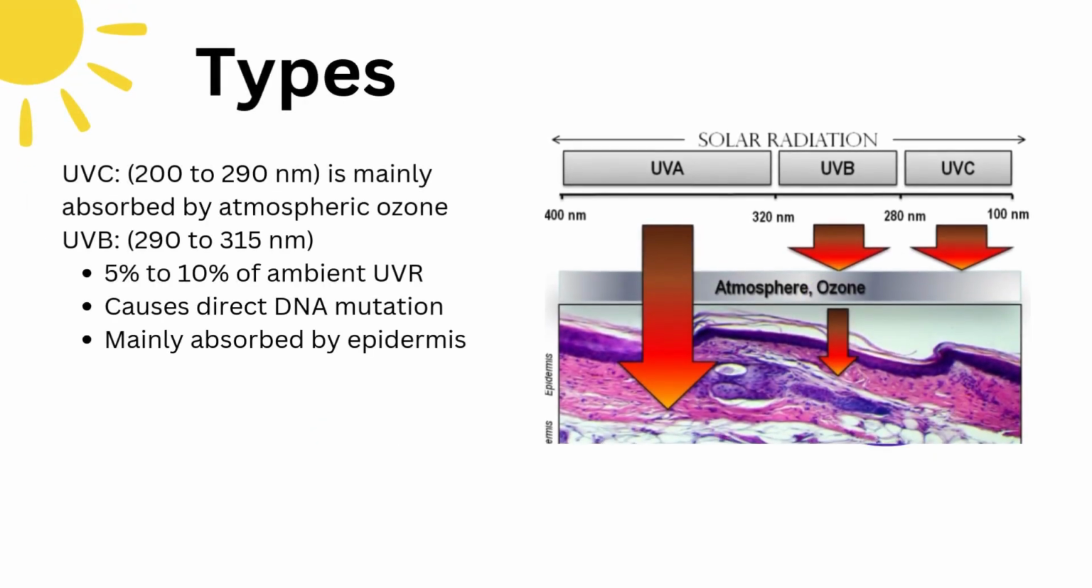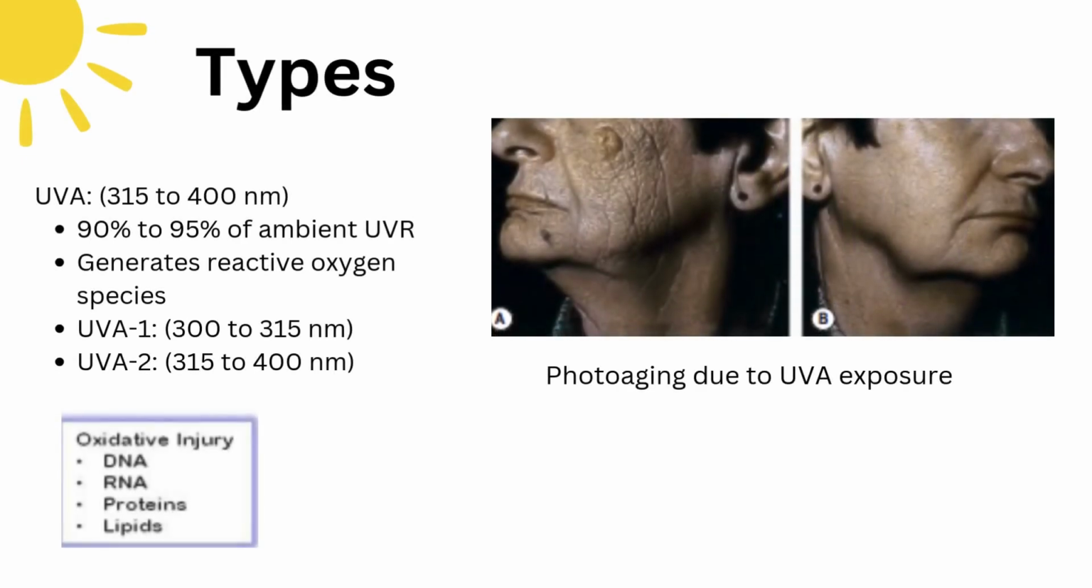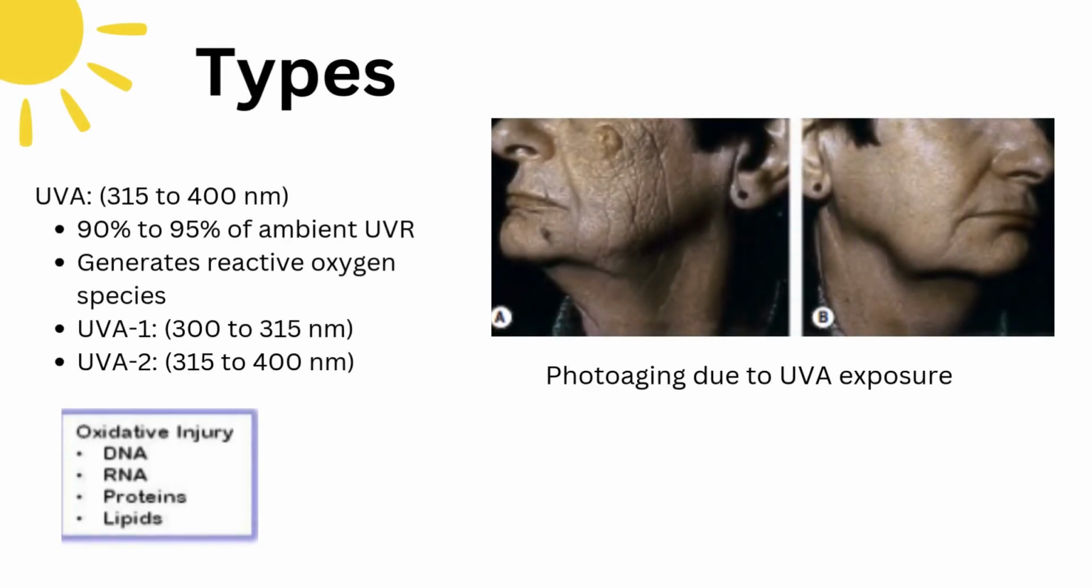The types of ultraviolet radiation are ultraviolet C radiation, that is mainly absorbed by atmospheric ozone and oxygen; ultraviolet B radiation, that goes from 290 to 350 nanometers and constitutes about 5 to 10% of ambient ultraviolet radiation. It causes direct DNA mutation and is mainly absorbed by the epidermis. Finally, we have ultraviolet A radiation that goes from 315 to 400 nanometers.